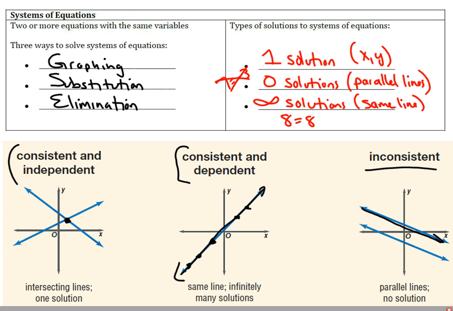The last piece is inconsistent. Inconsistent just means it's never going to cross. It's never going to happen. They are parallel to each other. There is no solution.